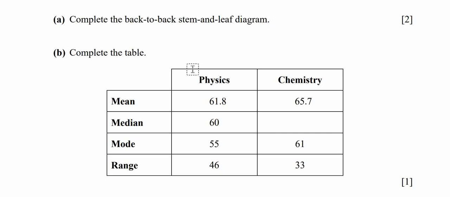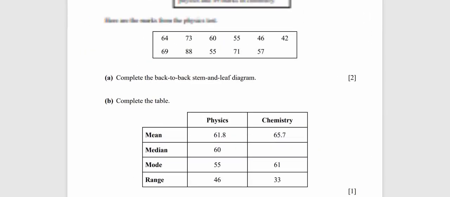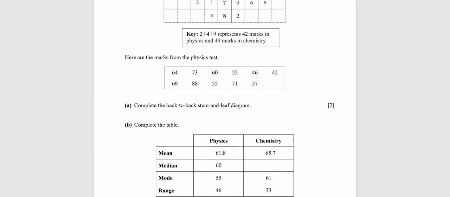Next, question B. Question B will be to complete the table. Physics, chemistry, mean is given. Median for chemistry, we have to fill in. Mode 55, 61, range 46, 33. So display the answer from the previous one. A, we need the answer from there to get the answer for B.